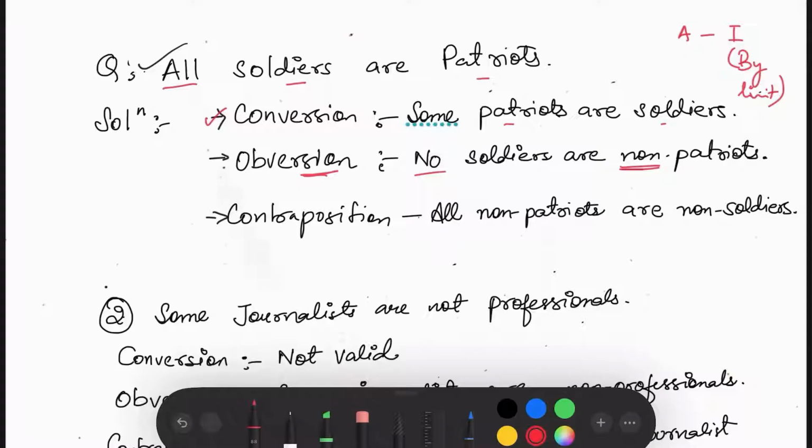First one conversion, second is obversion, and the last one is contraposition. Now in case of contraposition, all and then again the subject and predicate का place change होगा but at the same time दोनों में non लगेगा.